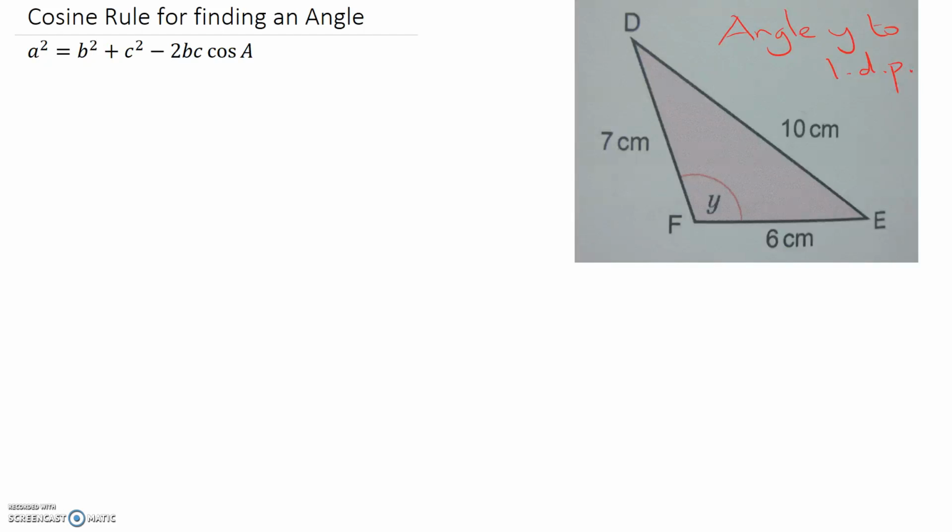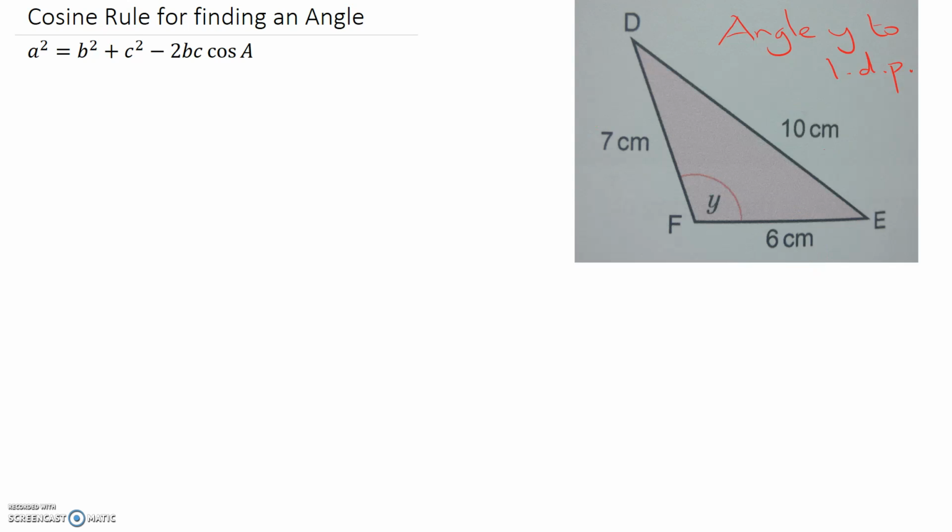Okay, we're now going to use the cosine rule to find an angle. In order to do that, we need to know all three sides. So here we know the 7, the 10, and the 6. And the question's asking us to find angle y, to 1 decimal place. So we're trying to find angle y, and we know all three sides.